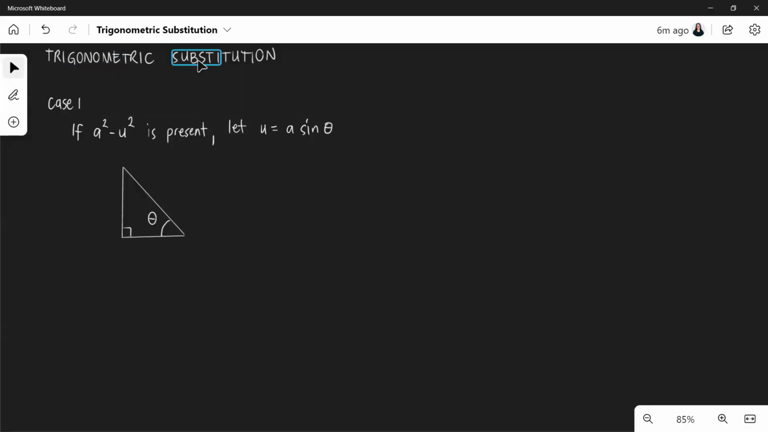So this is trigonometric substitution. As the name implies, it's a substitution method wherein trigonometric functions are used. For case number one, if a squared minus u squared is present, where a is a constant and u is a differentiable function of x, then we can use the substitution: we let u be equal to a times sine of angle theta.